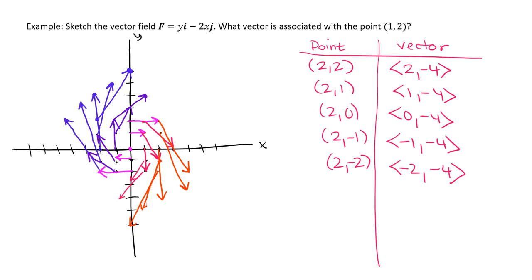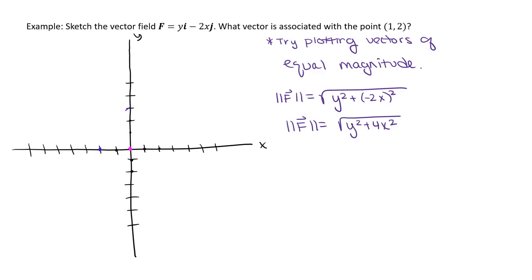Now, this image is getting a little bit messy. It's kind of hard to see. All these different arrows are overlapping each other. It does help that I use different colors. Another thing I could have done is I could have chosen points that were further apart. Maybe the vectors wouldn't have overlapped quite so much. Or another option, something that I frequently do to visualize vector fields, is sometimes I'll try plotting vectors of equal magnitude, of equal length.